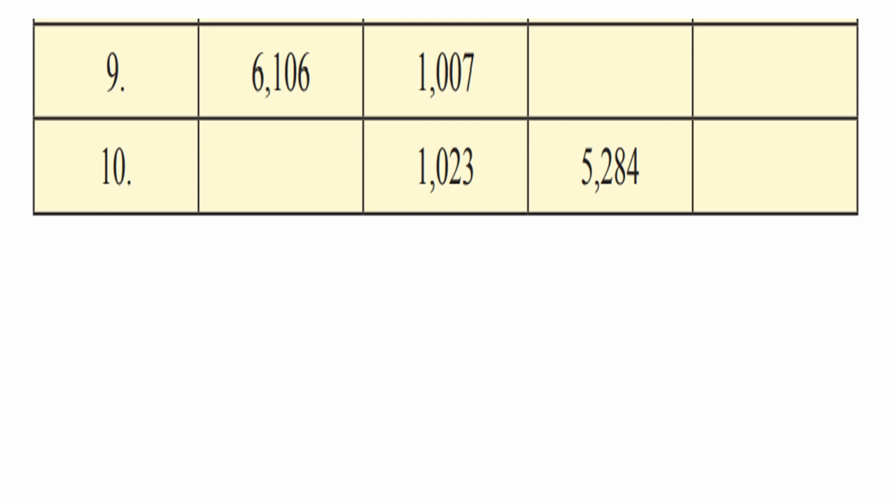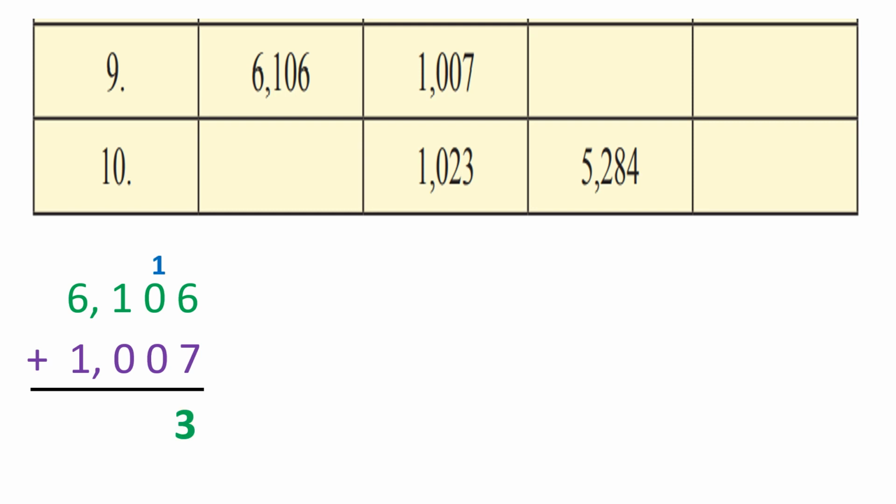Number 9. For number 9, you don't have the sum and difference. To solve for the sum, you add 6,106 plus 1,007. 6 plus 7 is 13. Carry 1. 0 plus 0 plus 1 is 1. 1 plus 0 is 1. 6 plus 1 is 7. Your answer for the sum is 7,113. Then you write here in the box 7,113.